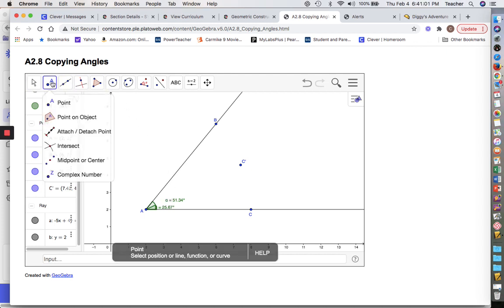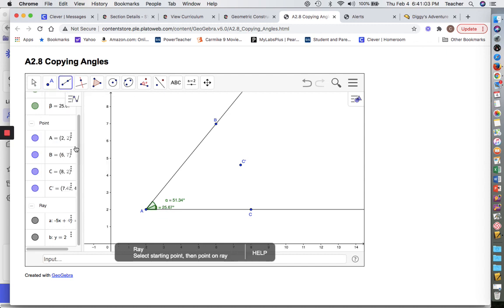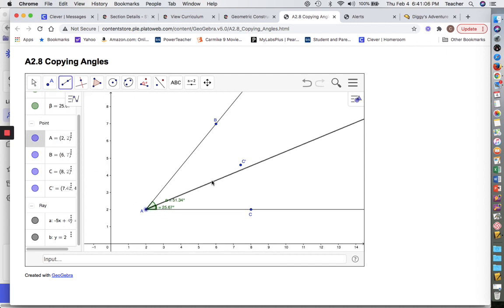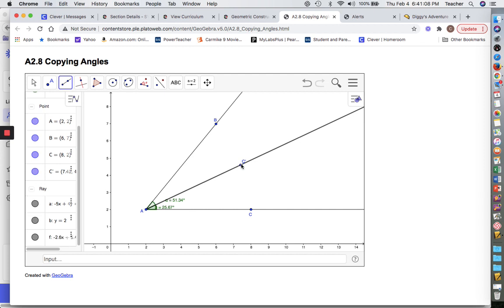So it was a 51.34, but now each of these angles is going to be 25.67. So I'm going to click on ray, click on A, and then come out here and click on C. I already know this one's 25.67 because it tells me it is. Now I'll find the measure of angle C prime, A, B. I can't see it. Let me see if I can move it. 25.67. Yep, 25.67. They are equal to each other. Go me for figuring that out from a mistake I made earlier.